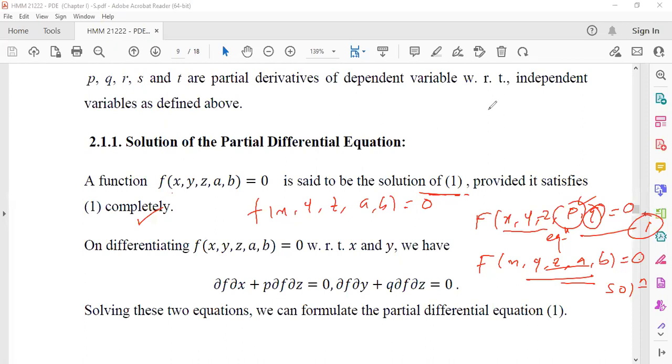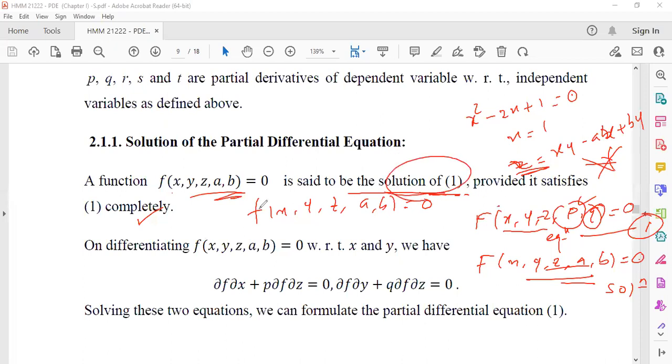Like I said earlier, in the PDE solution there should be no derivative; it should be in terms of numbers or constants. For example, z is equal to xy minus ab, or ax plus by, something like that. No derivative should come in our solution. That's what they say. So this is the solution, if it is the solution of 1.